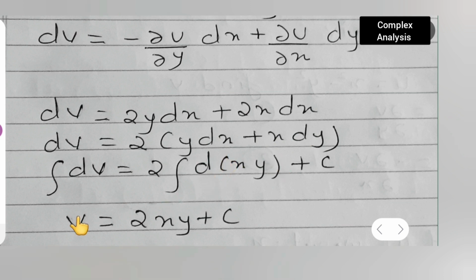Then, on integrating this, what are we going to get? v is equal to 2xy plus c. So this is the end of the first problem.